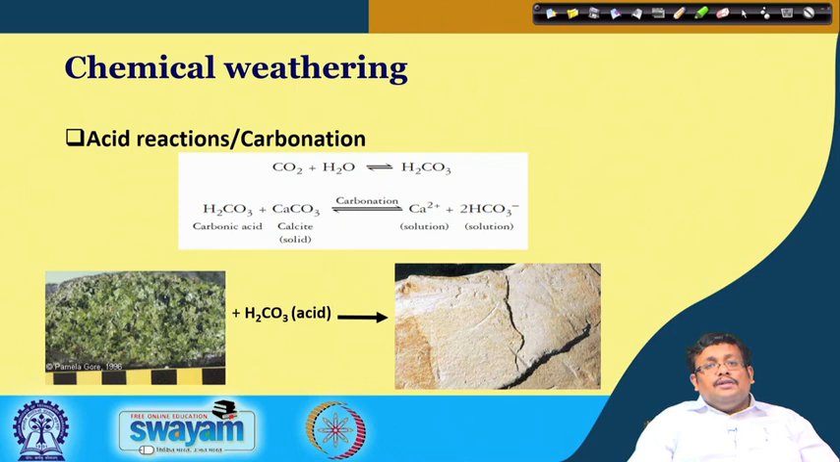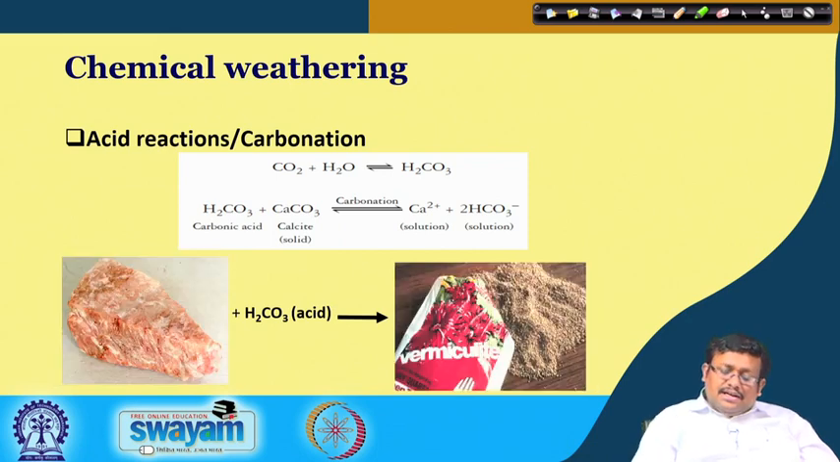So, one example of carbonation, here you can see there is a green color mineral which is basically olivine, and when olivine reacts with carbonic acid, it changes into other forms. So, this is an example of acid reactions or carbonation. In the next slide, you will see feldspar reacting with carbonic acid to form secondary clay minerals, that is vermiculite, and I will talk about vermiculite in detail later on.